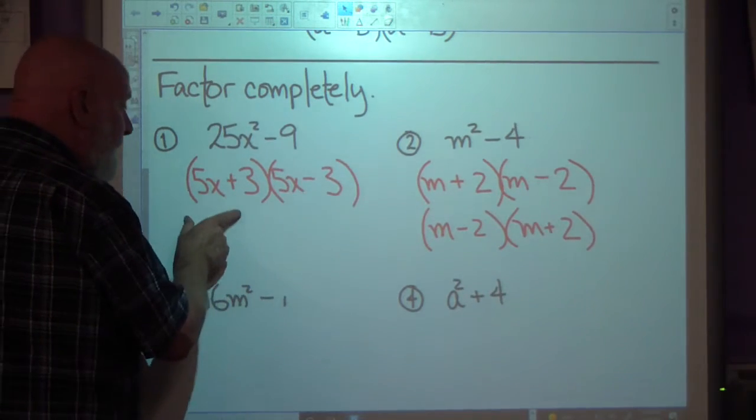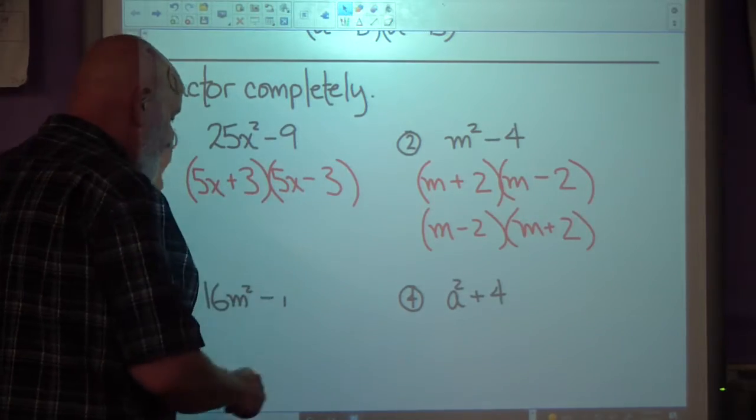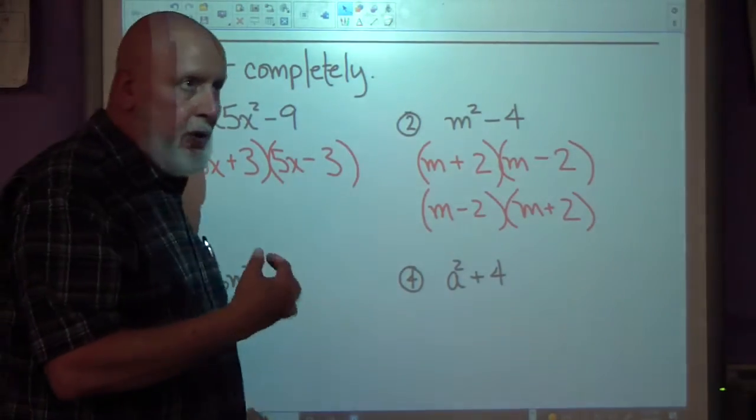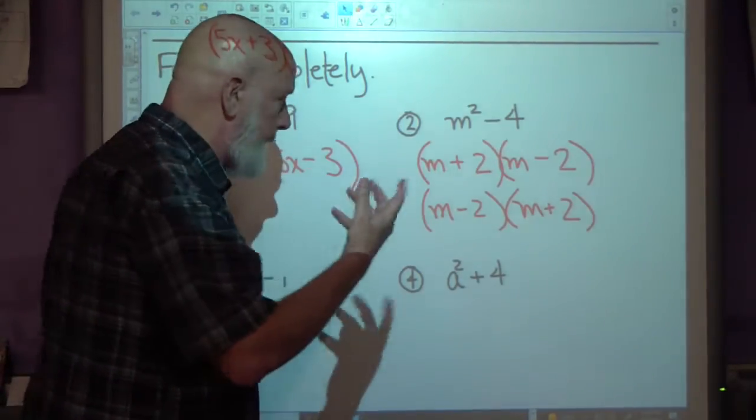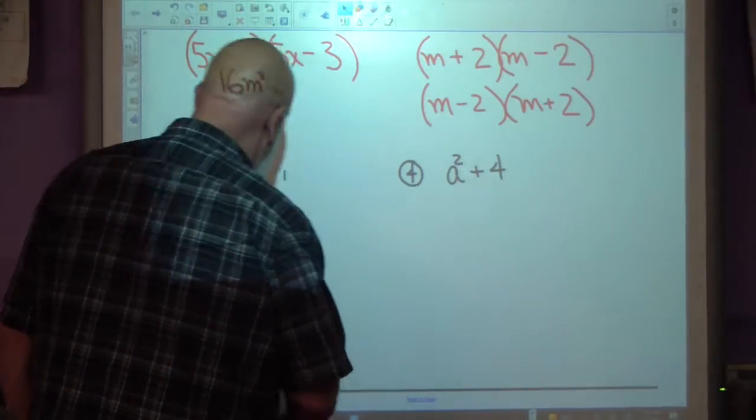And this could be 5x minus 3 times the quantity 5x plus 3. You could switch these. Just like 2 and 3. 2 times 3 is 6, or 3 times 2 is 6. Doesn't matter about the order. Order of our factors does not matter. Looks like I erased my 1.